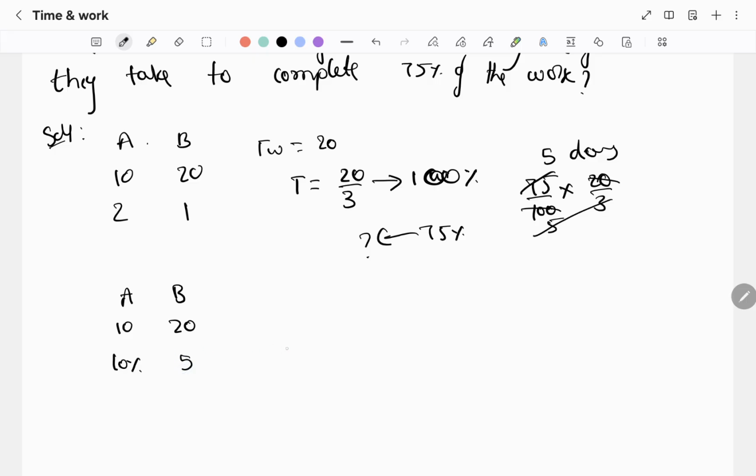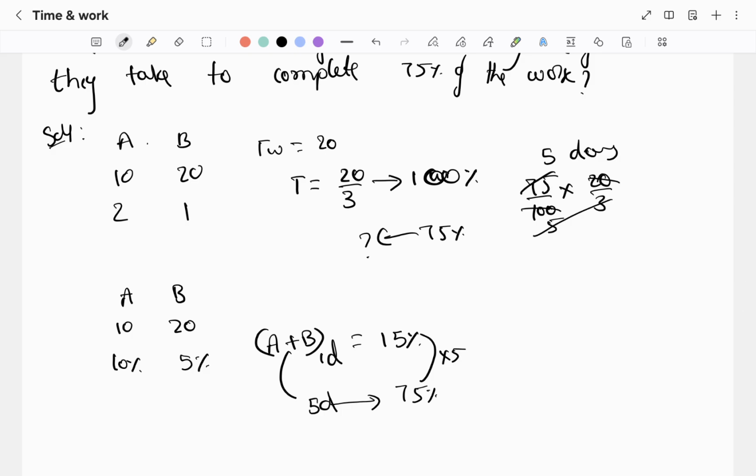Now, A plus B together, 1 day work is 10% plus 5%, 15%. Now to do 75%, it means 15 into 5. Then 1 into 5, 5 days. Hope you understood this. Which method is easy for you? Please try to solve both the methods. Every question try to solve both the methods. Which is easy for you, go with that.